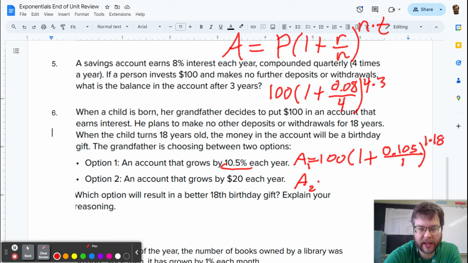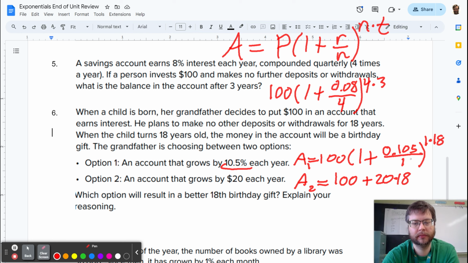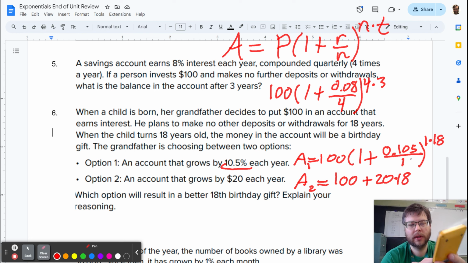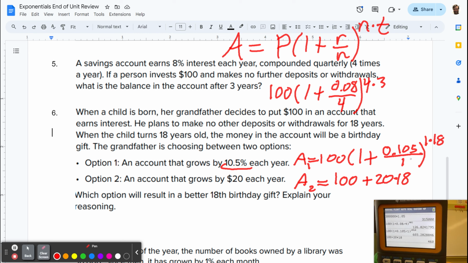Option 2 is an account that grows by $20 each year. So all it does is it goes plus 20. And it goes plus 20 over and over again for 18 years in a row. So let's compare this. 100 times 1 plus 0.105 over 1 raised to the 1 times 18 versus 100 plus 20 times 18. So we can see that option 1 is better. 603 is bigger than 460.